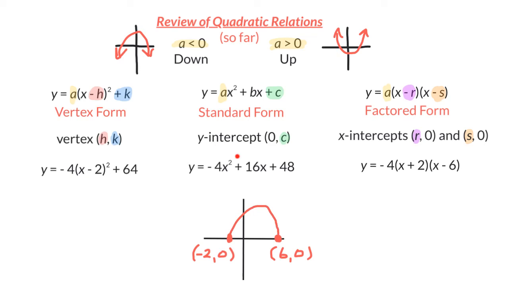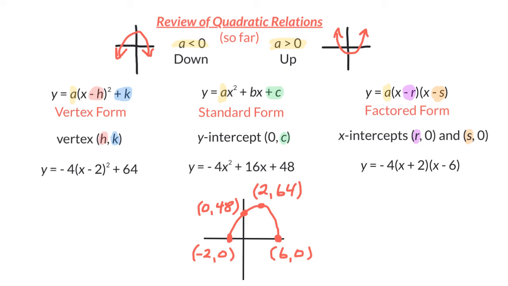When I look at my standard form equation, the last number is +48, so that's my y-intercept. And my vertex, remember, change the sign on the x-coordinate, so it's (+2, +64).